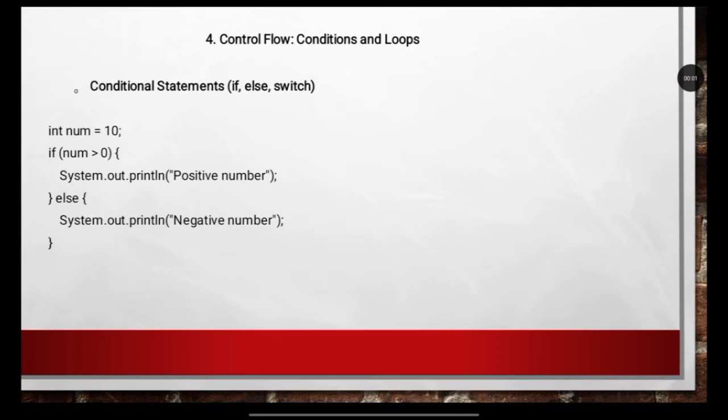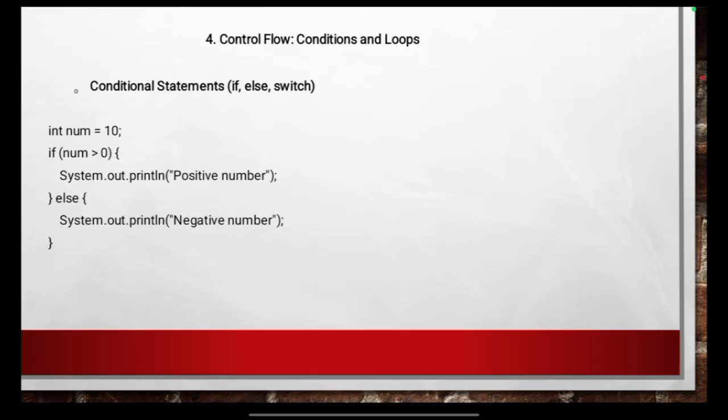So here in this particular slide, we will be discussing control flow, conditions and loops. First of all, we need to go through the slide carefully. Conditional statements: if, else, switch. int num = 10; if num is greater than 0, System.out.println("Positive number"); else System.out.println("Negative number").